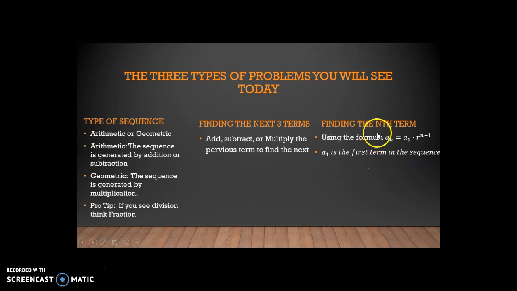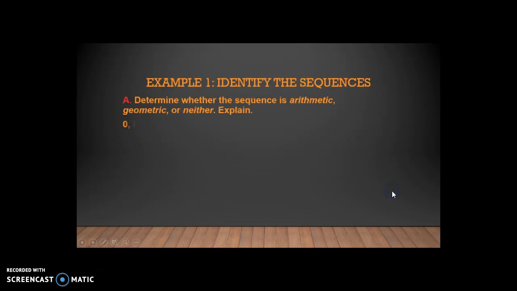Again, a sub 1 is the first term in the sequence, and R is the common ratio, what we're multiplying each term by to get the next term. So again, this is kind of an overview of what you're going to be working on in these problems. All I need you to do in this video is follow along and copy each example down. So here's example 1.